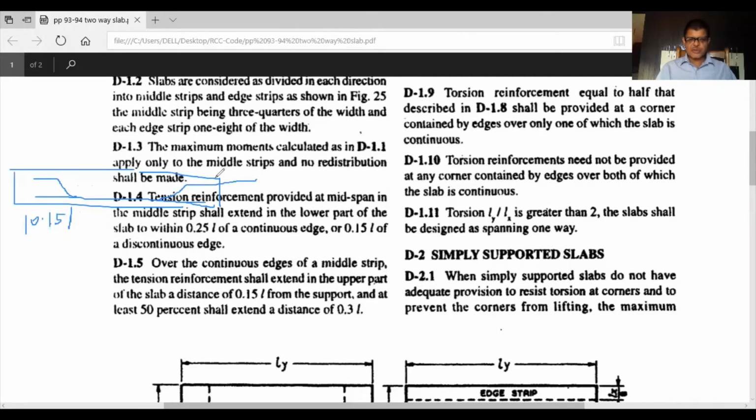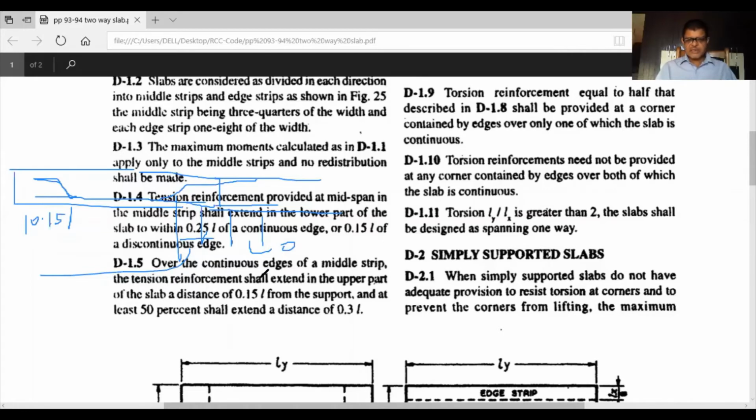The bars can be bent up at 0.15 L here and 0.25 L for the continuous edge. Suppose the slab is continuing this way, so there is a support given here. This distance will be 0.25 L, and on the other side, this will also be 0.25 L. So the bars can be extended to 0.25 L. The strip shall extend in the lower part of the slab within 0.25 L for a continuous edge and 0.15 L for a discontinuous edge, where you can bend up the bars.